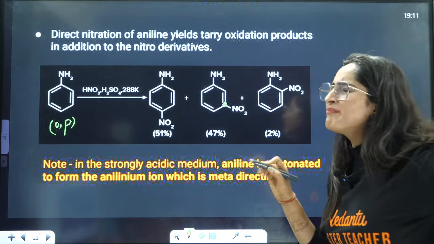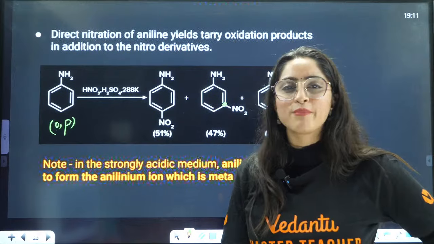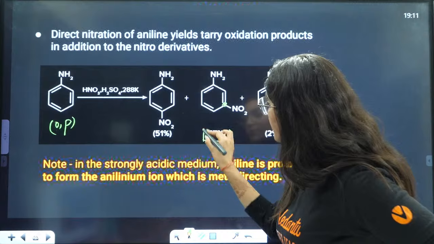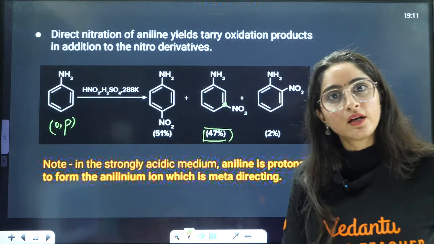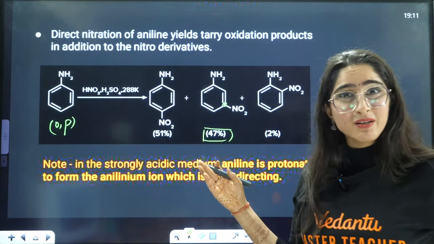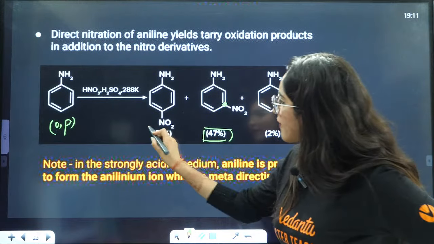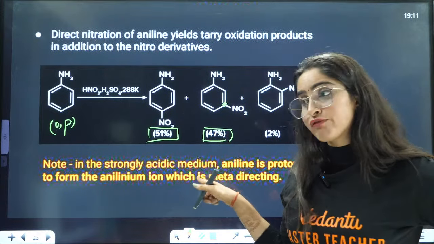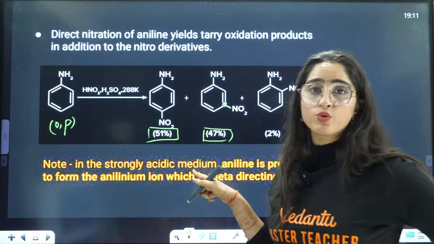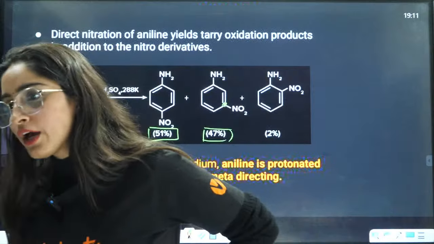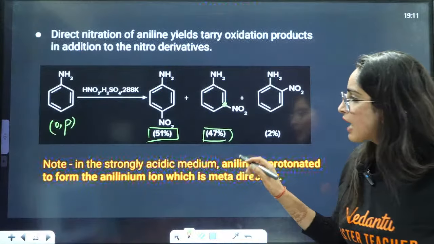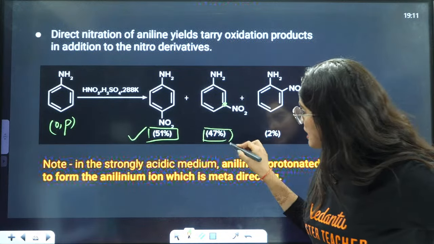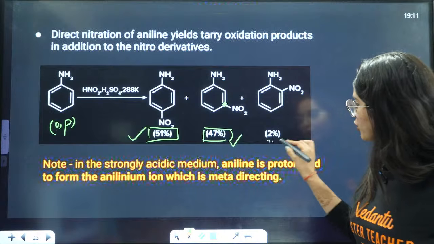Then you are saying, ma'am, meta product may be 1 to 2%. I am saying, no, it's not 1 to 2%. It's 47% of meta product that you are getting. Like, ma'am, 47% meta product? I'm saying, yes, and you are having 51% para. The percentage is also important for you. From the percentage only, the question has been asked. I'll show you the question also today. 51% is para, 47% is meta, ortho is just 2%.